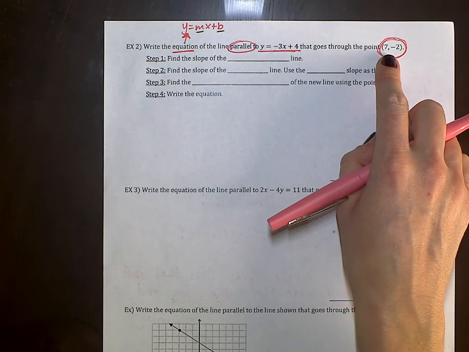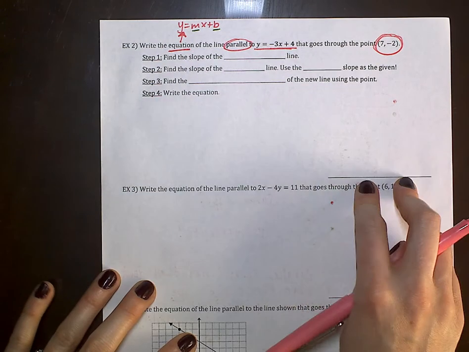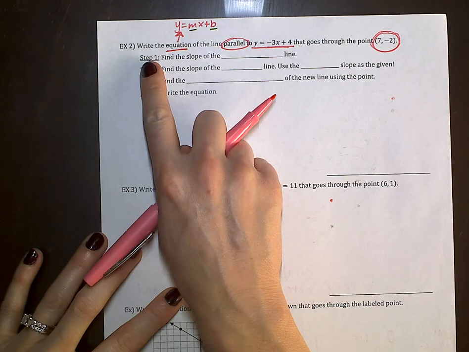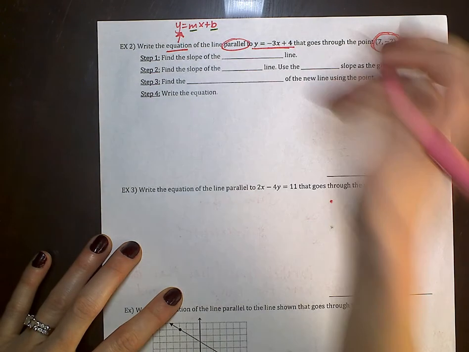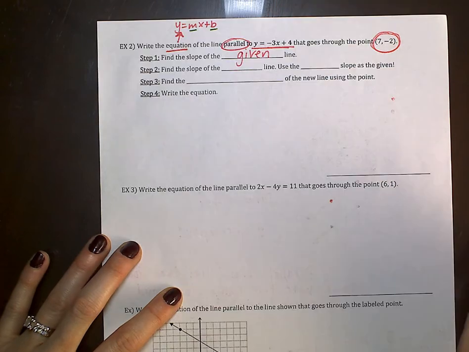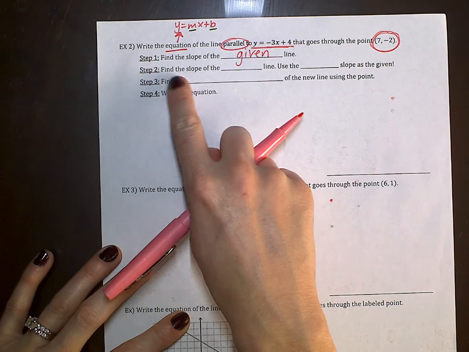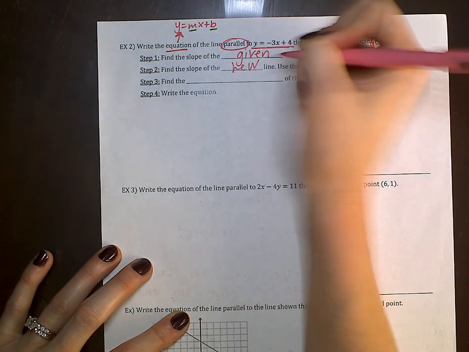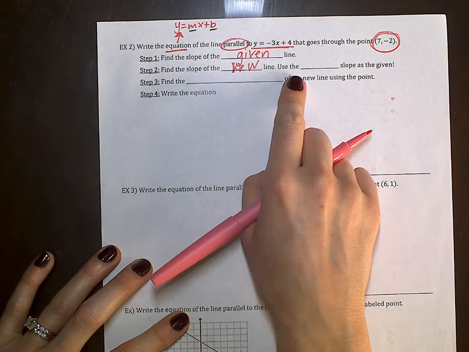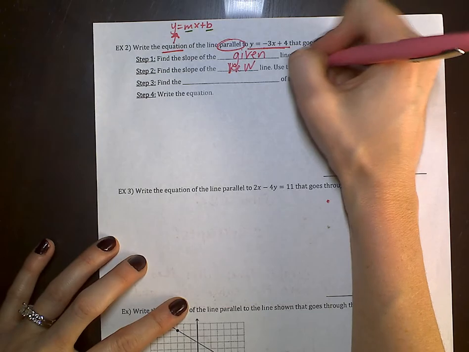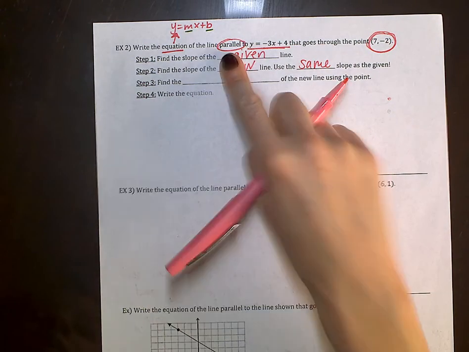So like I said, I just need the slope and I need the y-intercept. So I'm going to give you some steps to follow to find those two things so you can write your answer. The first step would be to find the slope of the line that was given to you. So find the slope of the given line. Once you've done that, find the slope of the new line, and then you're just going to use this same slope because I know that parallel lines have the exact same slope. So let me show you what I mean.